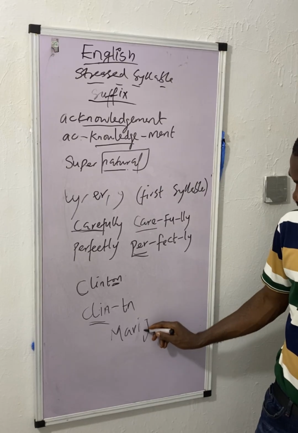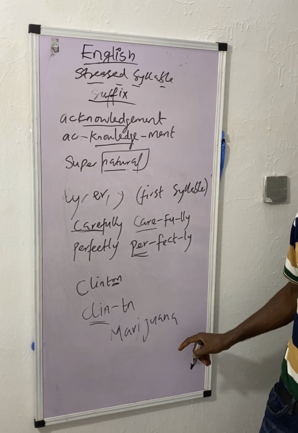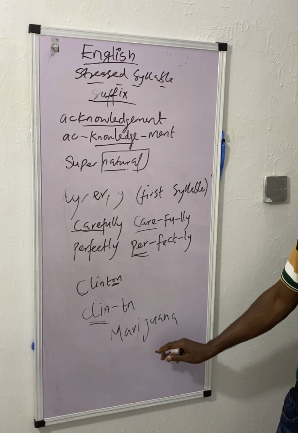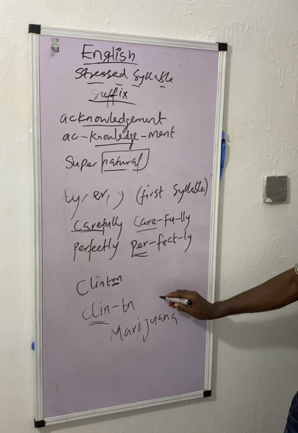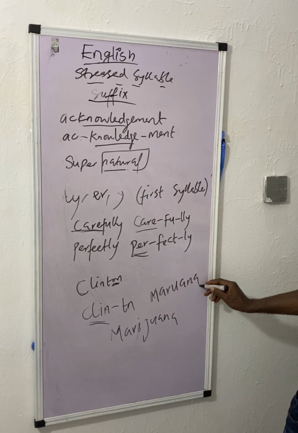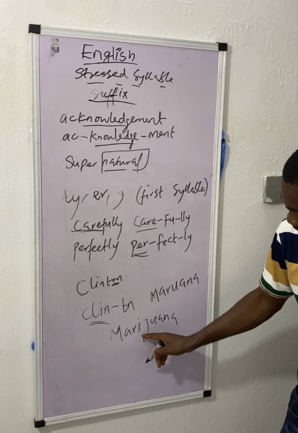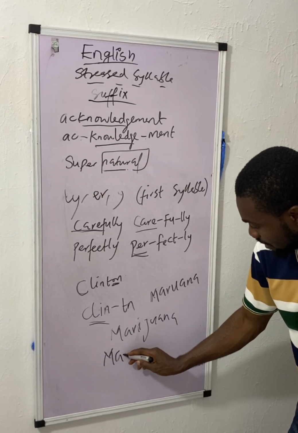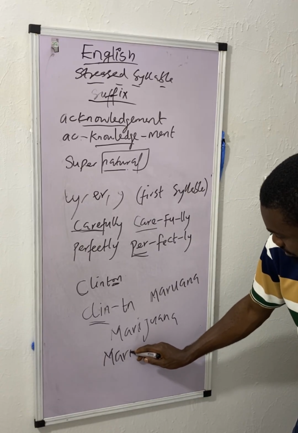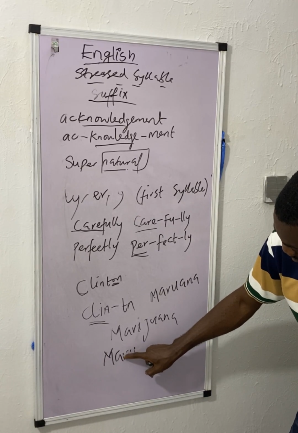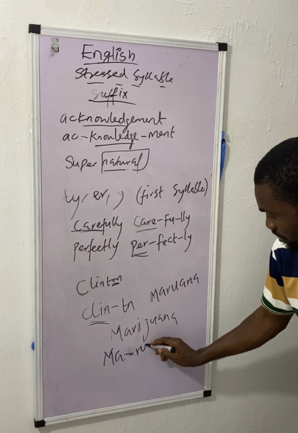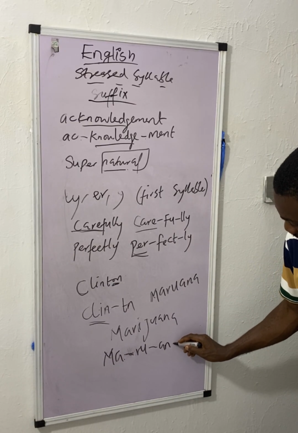Marijuana. If you don't pronounce it like this, it will be difficult to spell marijuana. So this is pronounced marijuana, like this. Marijuana. If you want to write the syllables, we write M-A, then the ro. Ro. Then we write Anna.